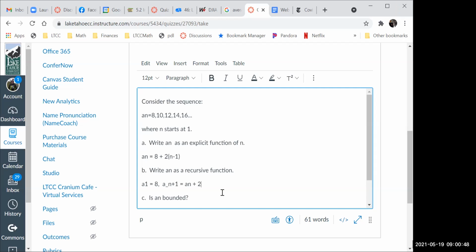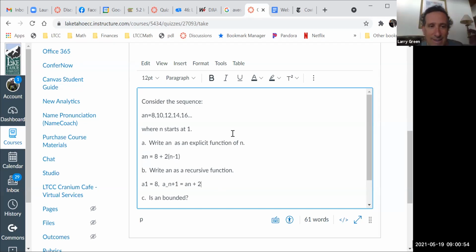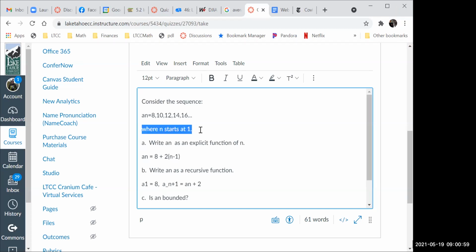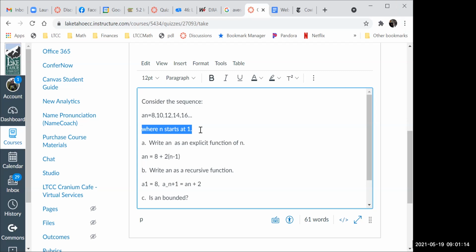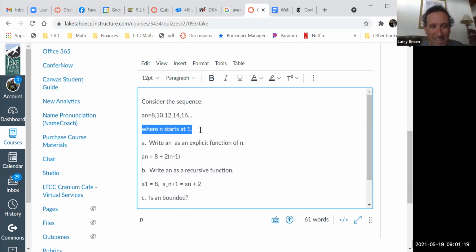Okay, I wrote A_0 equals 8. The problem with that is, read the directions. If we're starting at 1, then there is no A_0. That's the whole point. I guess it's semantics then. It's not semantics, it's mathematical definitions. There is no A_0 if you're starting at 1. There is only an A_1. Does that make sense?